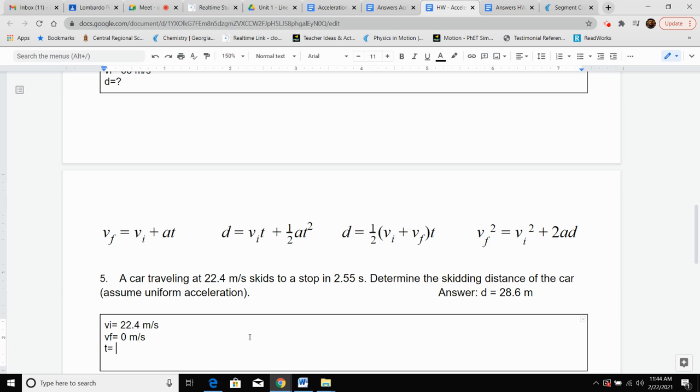How long did it take you? 2.55 seconds. And then they want to know, determine the distance that you skidded. Is skidded a word? I don't know. Maybe, possibly. Who knows, to be honest?